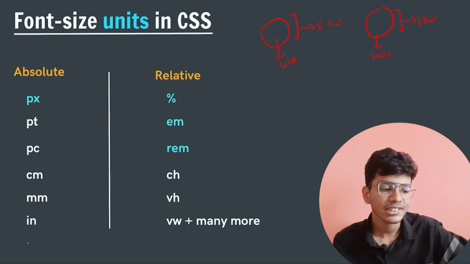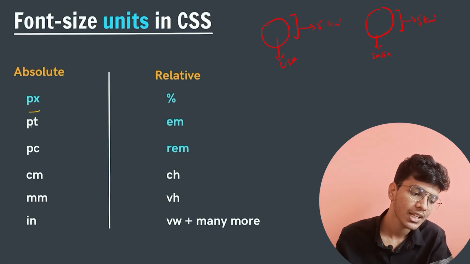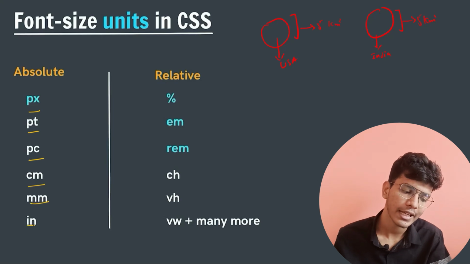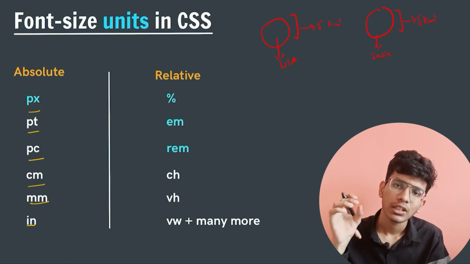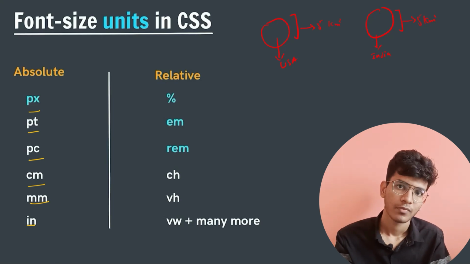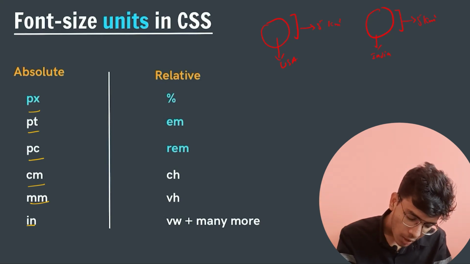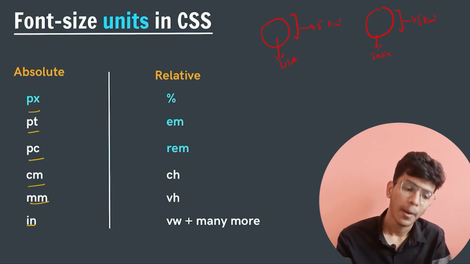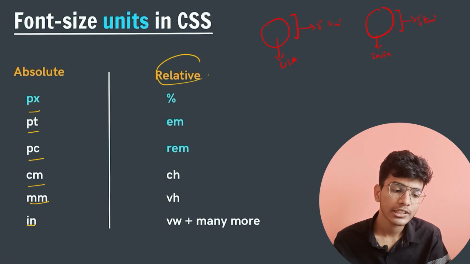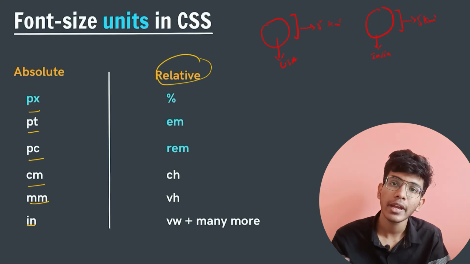Similarly, in CSS the absolute units are pixels. We have different things such as pt, centimeter, millimeter, inches. Like this we have different absolute units, and if you use these absolute units, then the property of that tag will remain the same irrespective of what is happening in the document. But relative units will change from time to time based on the screen.